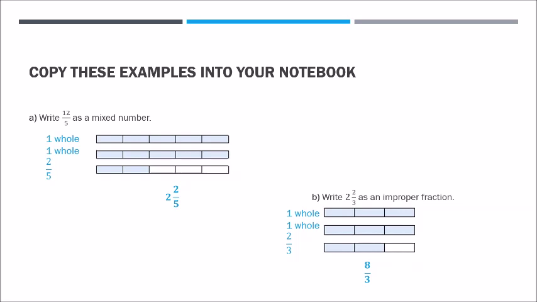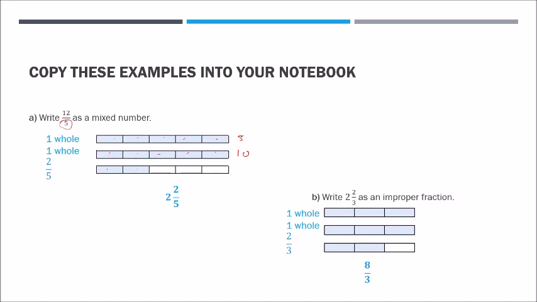Write 12 on 5 as a mixed number. So 1 whole is 1, 2, 3, 4, 5 sections, because we have divided by 5. That means I'm going to have 5 portions here. I need to get to 12, so I'm going to do another 5. Now I'm up to 10. So this is the first 5, now I've got 10 little segments. And then I have 2 more.